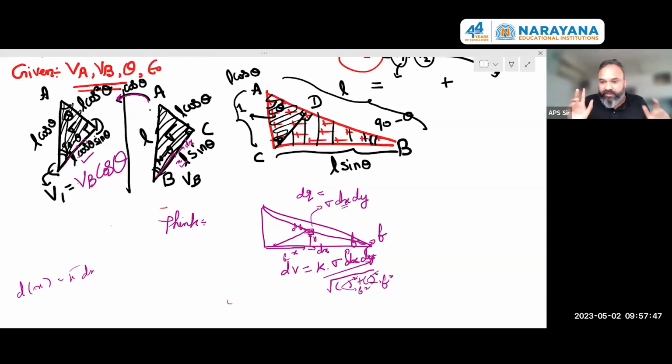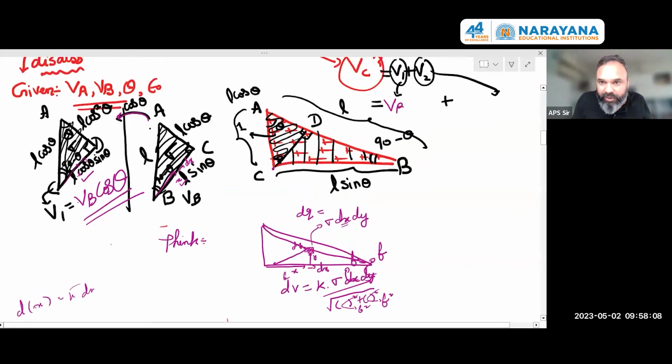So what I have said is, and similarly you can do for the other person. Meaning here, the contribution of ADC at C is similar to the contribution of ABC at B with a factor of cos theta. So my answer is, first I have written now. Now I can say this is VB cos theta.